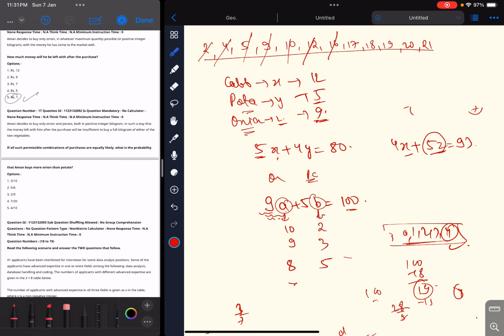Okay. Next is 7. 9 times 7 is 63. 100 minus 63 means 37. So 37 divided by 5 means 5 times 7 is 35. Okay. So 7 kg you can buy.